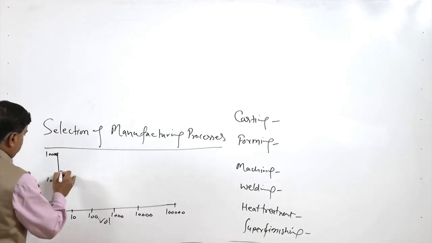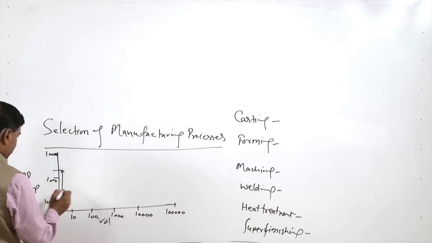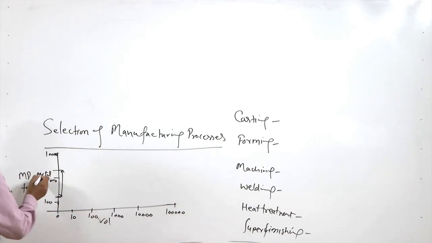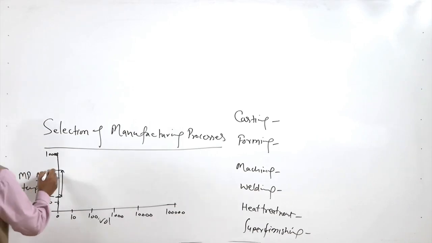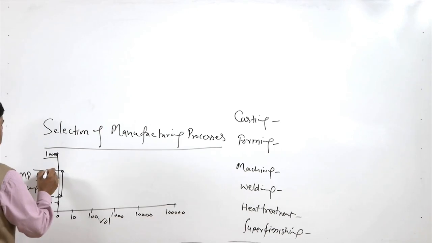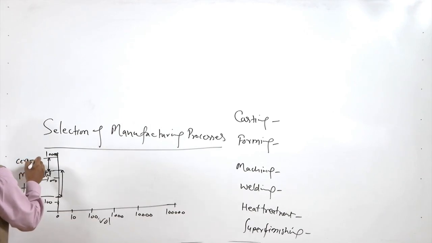For the metals, this is the approximate range, and this range is for the polymers, and above this it is the range of about 3000 to higher, about 7000, 8000, for ceramics.